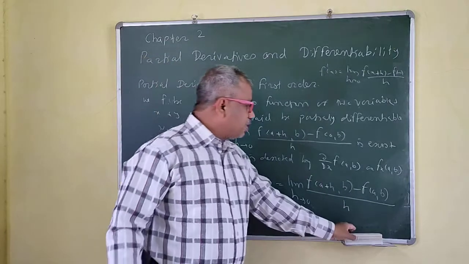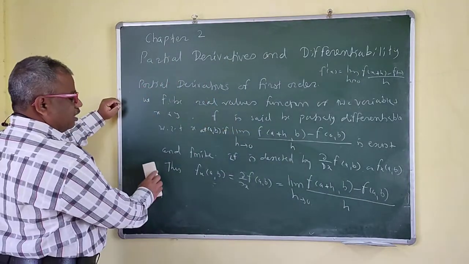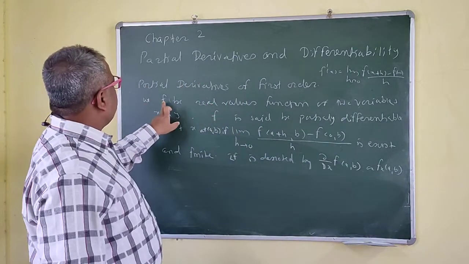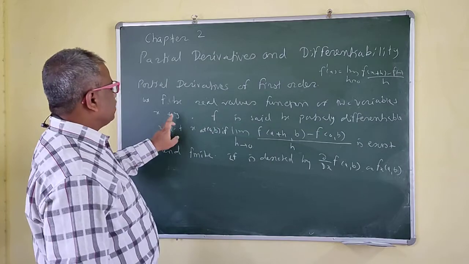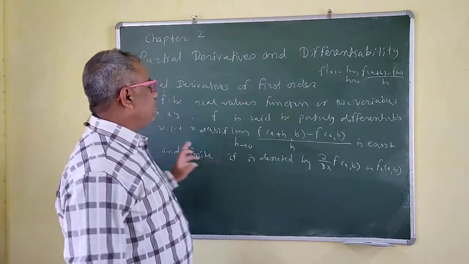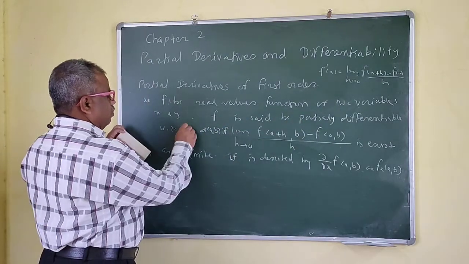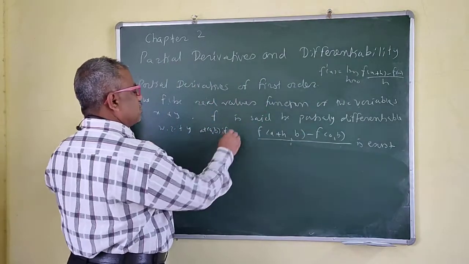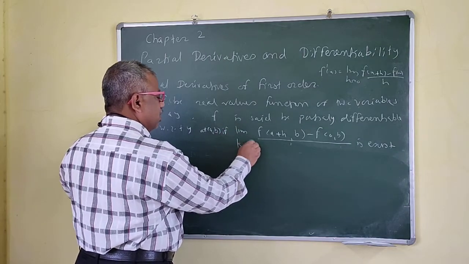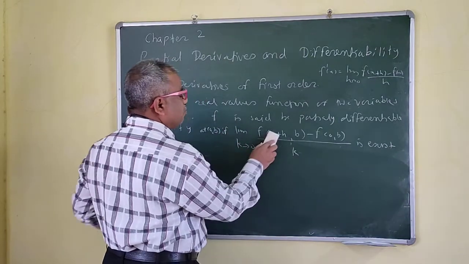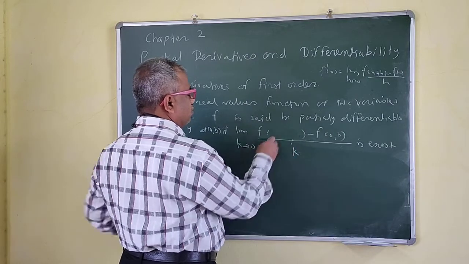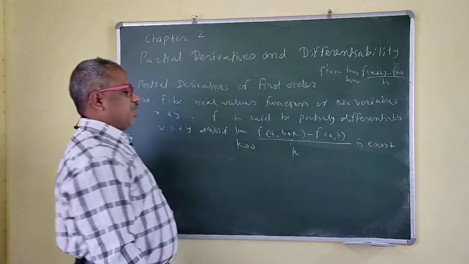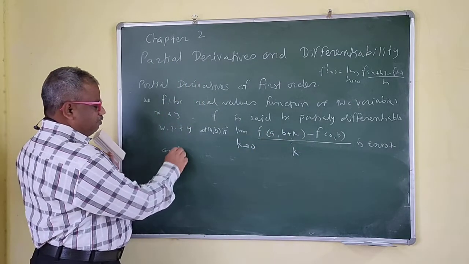Now we differentiate with respect to y, so we write the definition with respect to y. Let f be a real valued function of two variables x and y. F is said to be partially differentiable with respect to y at (a, b) if the limit as k tends to 0 exists and is finite. What you have to do is increase your y coordinate by k only. So this is (a, b + k): your y coordinate is b, and it is increased by k.